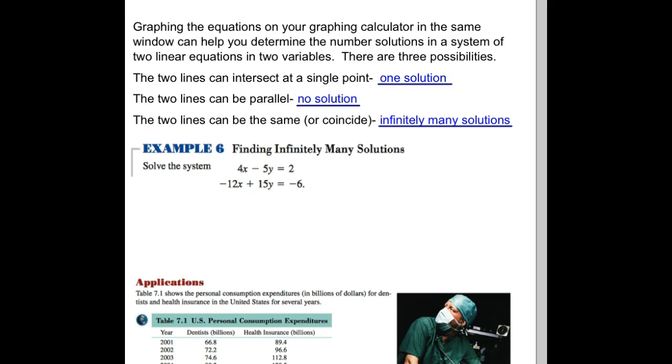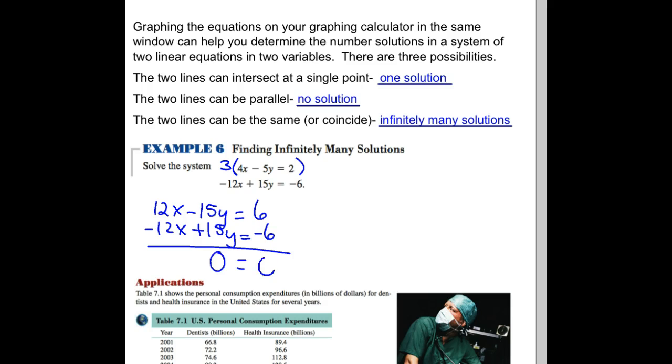So let's look at one example, quick review that. What are we going to multiply the top equation by if we want the x's to drop out? All right, times it by a 3. That gives me 12x minus 15y equaling 6. And what's different about this one compared to the last one? Yeah, everything drops out on both sides. And we have a true statement. 0 does equal 0. All right? When you end up with a true statement, that's where you have infinitely many solutions.